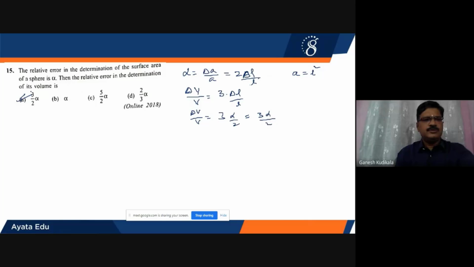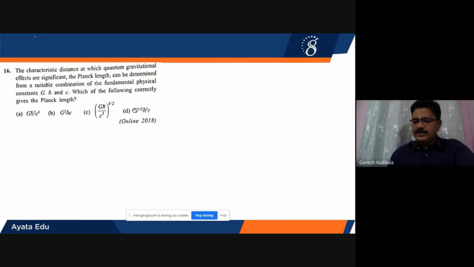Now let us move on to the next question, the 16th one. The characteristic distance at which quantum gravitational effects are significant, the Planck's length, can be determined from a suitable combination of the fundamental physical quantities G, h, and c. Which of the following gives the Planck's length correctly? Planck's length means, children, it is length only. So we require the relation between a length in terms of G to the power of a, h to the power of b, and c to the power of c. Here c is of course speed, taken as a constant.